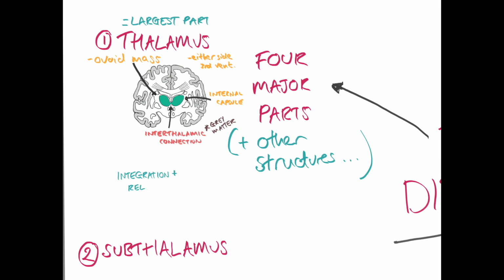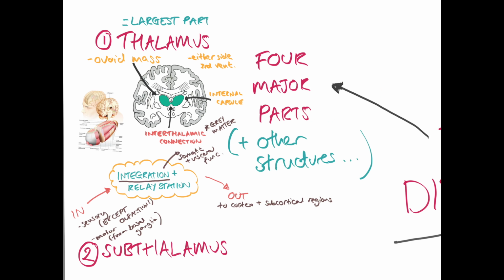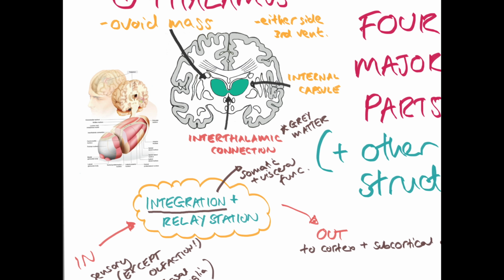In broad terms, the thalamus acts as an integration and relay station. It receives all types of sensory input, except for olfaction, and also motor input from the basal ganglia. This input is then sent on to the cortex and other subcortical regions. Here we can see a schema of the thalamus with its orientation. Each thalamus has several nuclei, but we won't go into detail here.